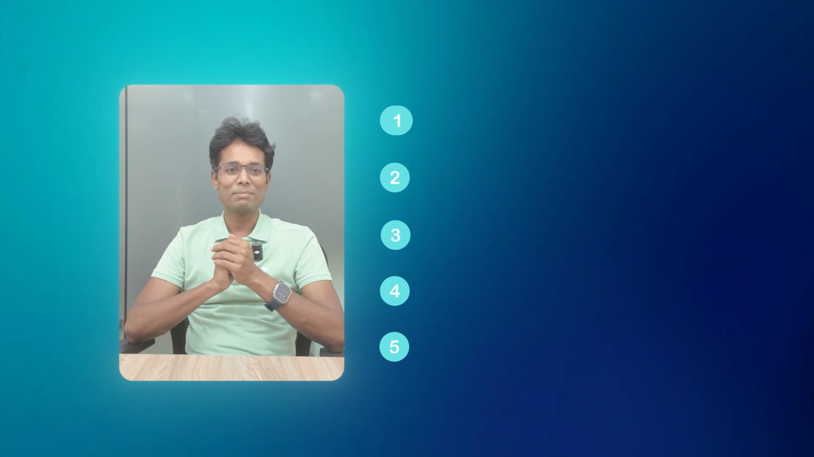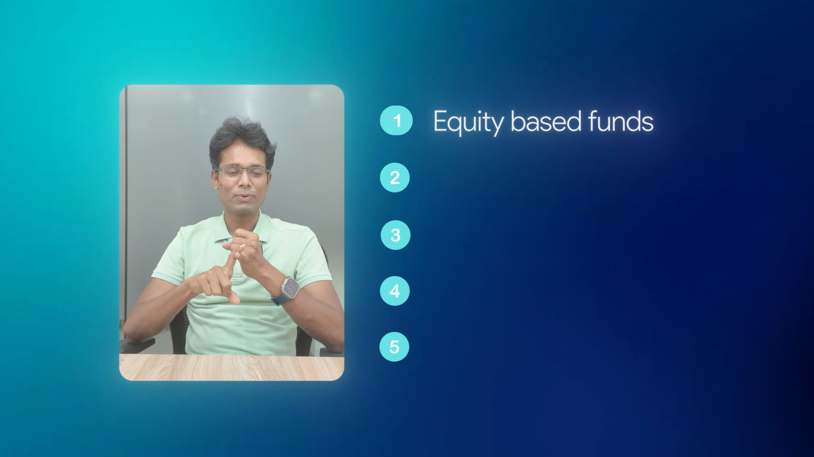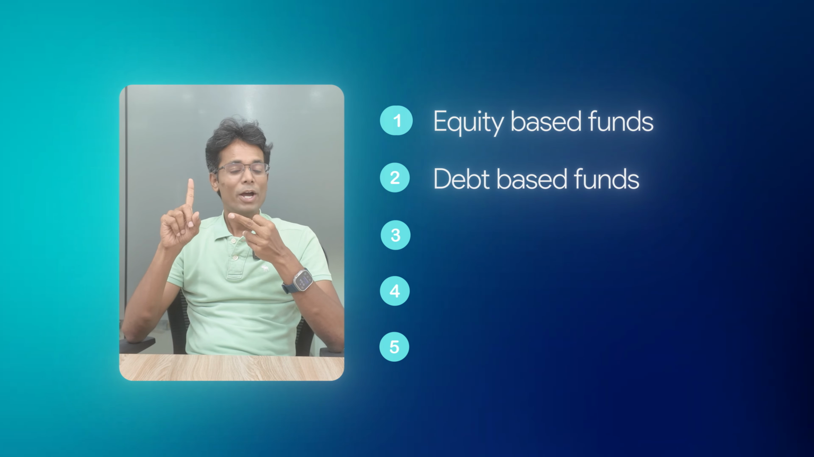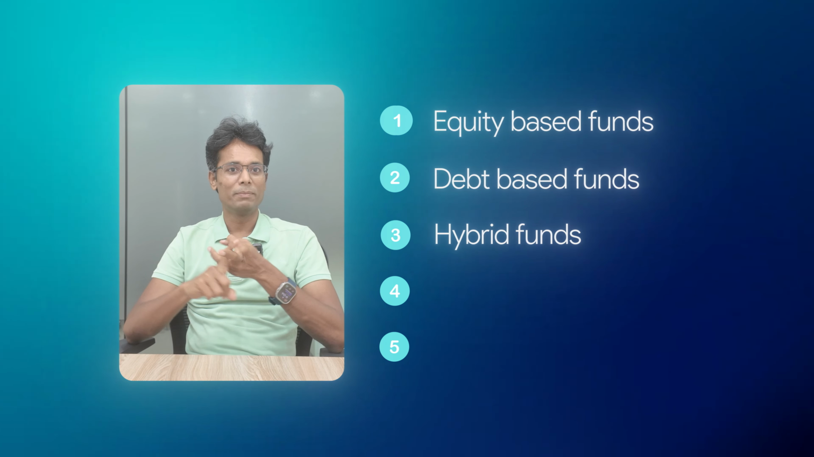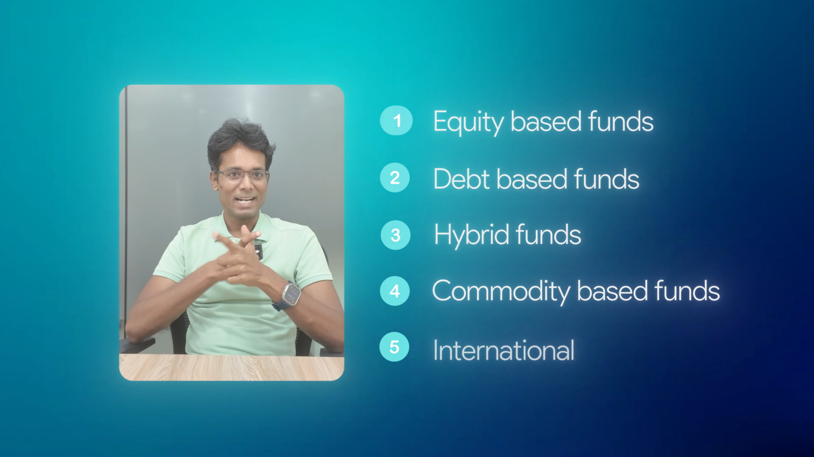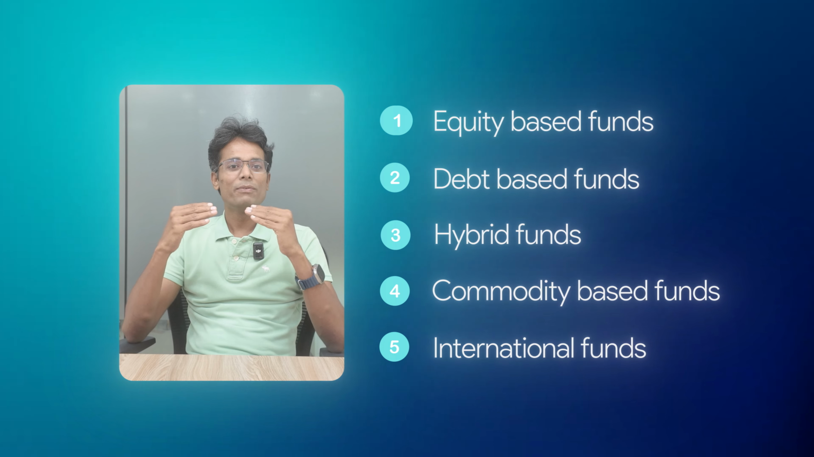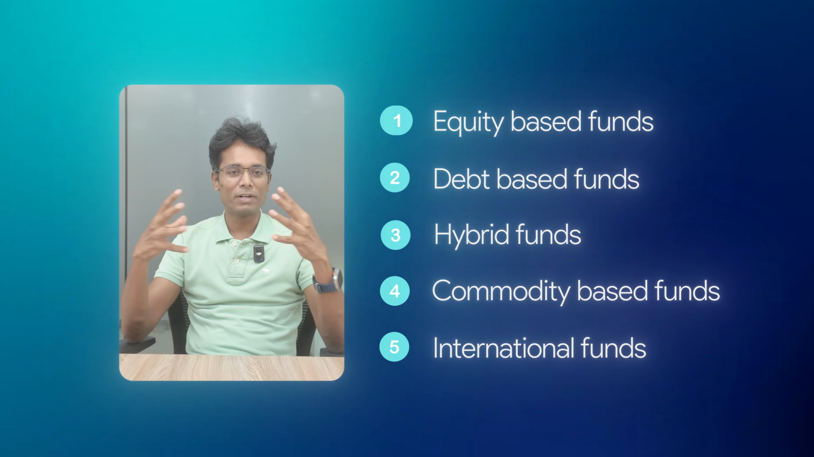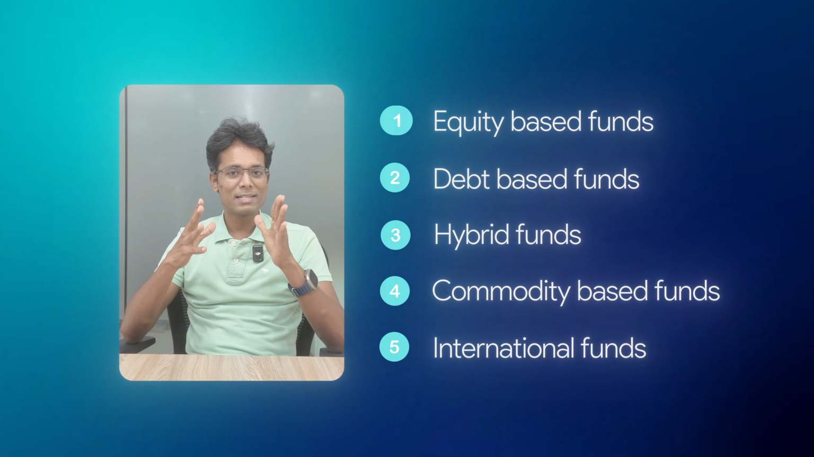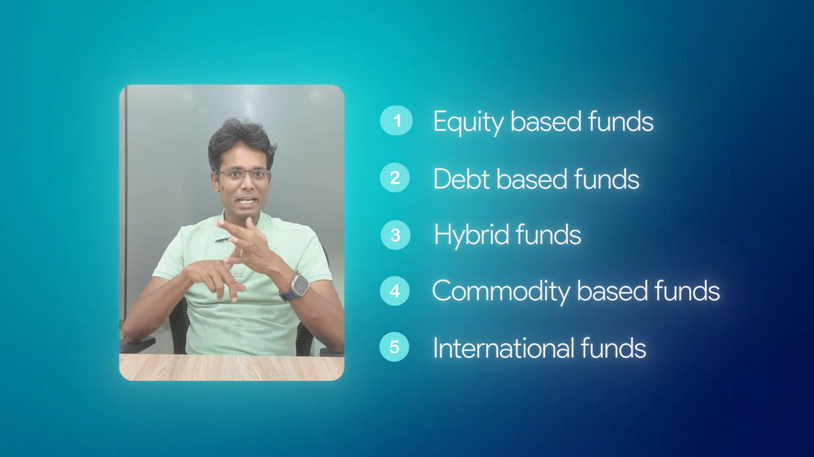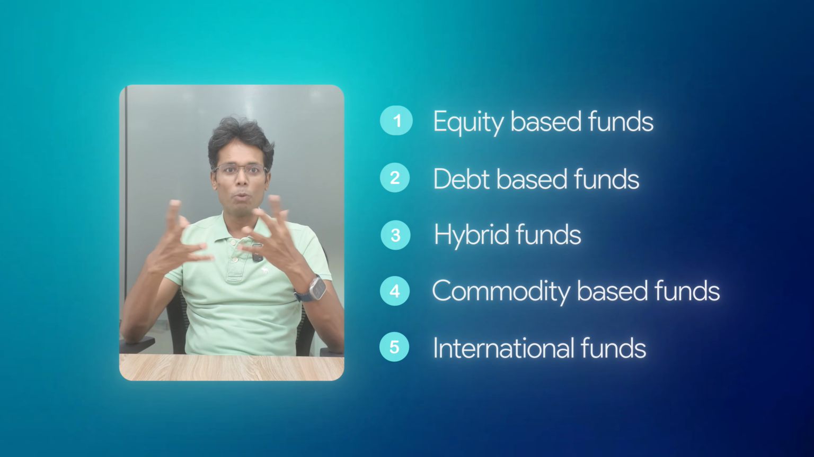So again, there's a lot of information I told. Let's try to wrap it up, right, so that you are clear. So there are 5 major mutual fund types or categories: equity-based funds, debt-based funds, hybrid funds, which are a combination of both of them, commodity-based funds, and international funds. So within equity, we went deeper into different market categories. We also discussed index funds, debt types, hybrid mixes, and other global options.